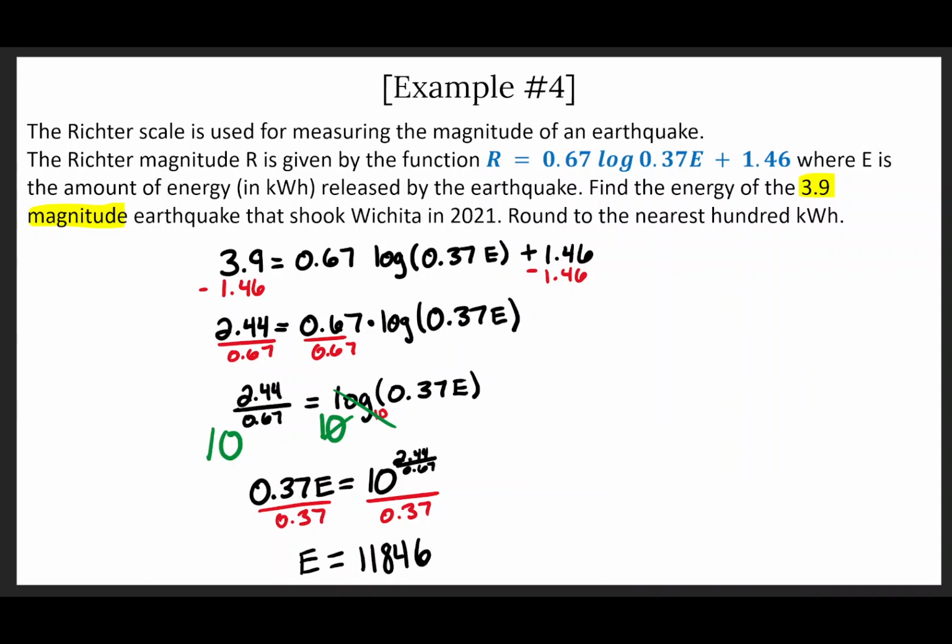Round to the hundreds place, that would be the 8. 8 is next to a 4, so it's just going to be 11,800. So we'll say about 11,800 kilowatt hours of energy. That's a lot of energy.